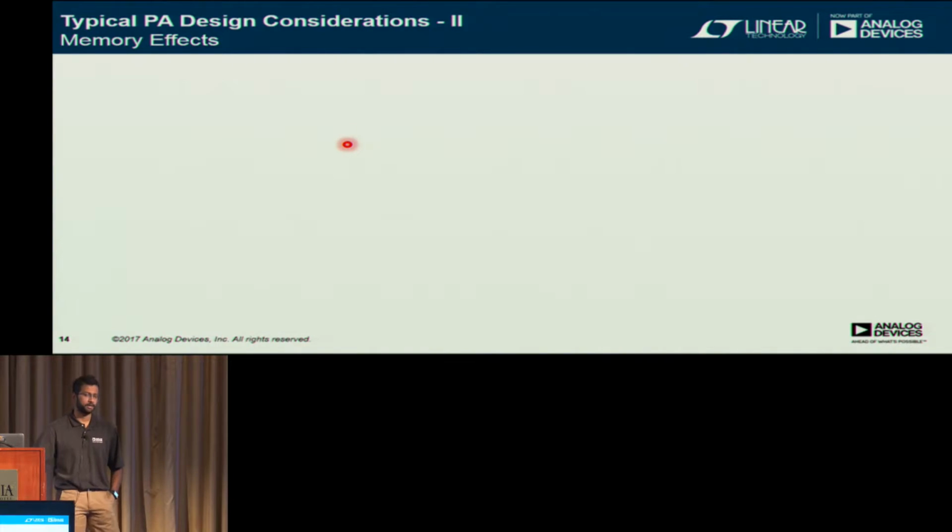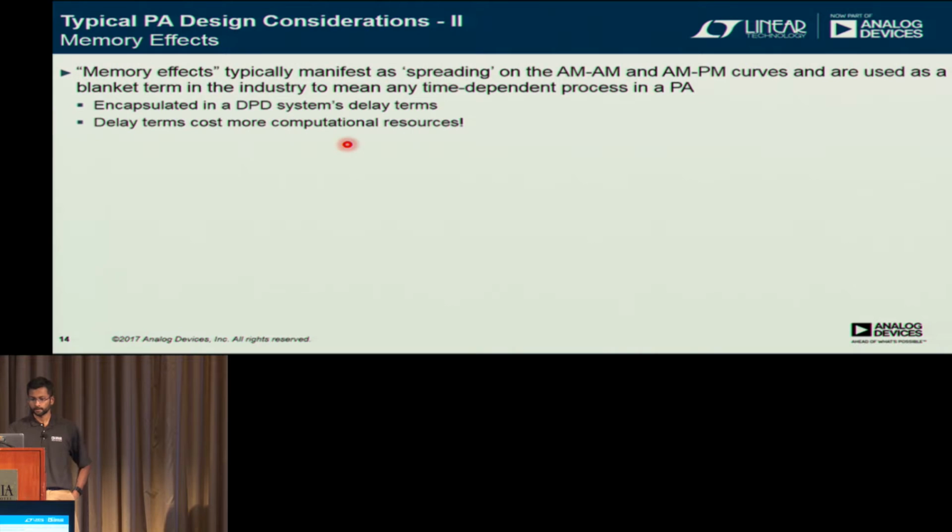Another thing to consider is memory effects. Think of memory effects as a non-instantaneous PA behavior. Let's say at time t equal to 0, your PA behaves as a sum of responses from the instantaneous RF envelope that it sees at t equal to 0, but also in previous time. This could be due to drain inductances, bias modulation, charge trapping effects, thermal management. It could be any number of things, and these are all just a blanket term, memory effects.